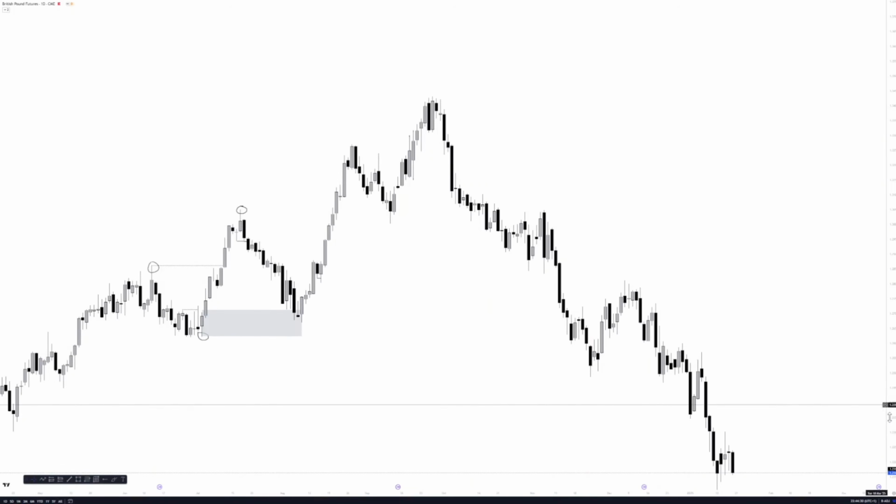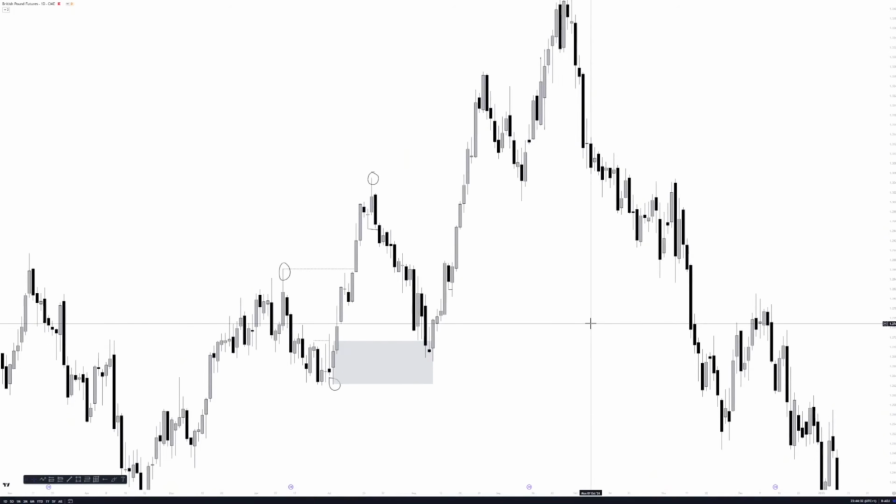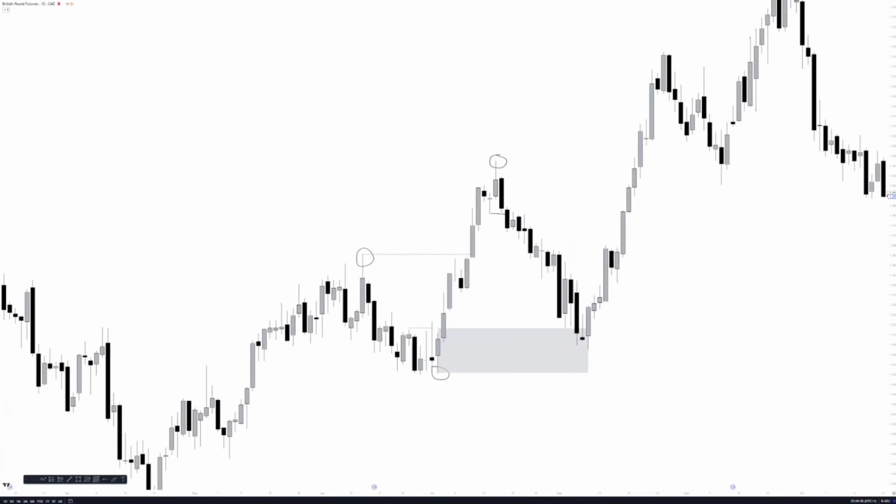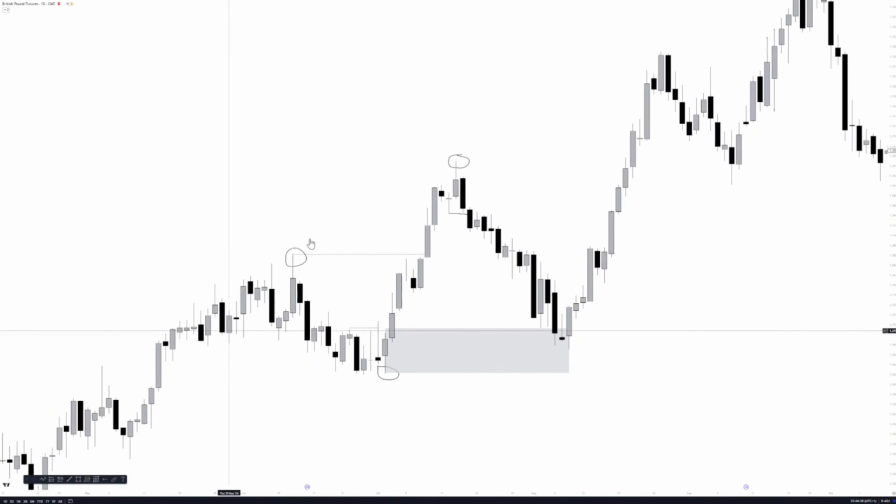We had again a change of character. Let me zoom in on the price so you guys can see clearly. So we had a higher high, a swing low, a swing high. Then after a break of structure, we expect a pullback. How do we anticipate the pullback? A change of character in the opposite direction, and we have the pullback to the downside.